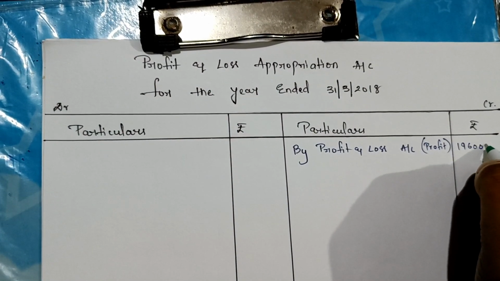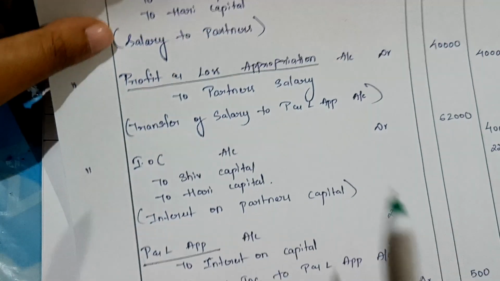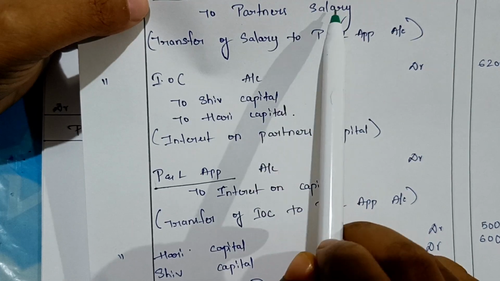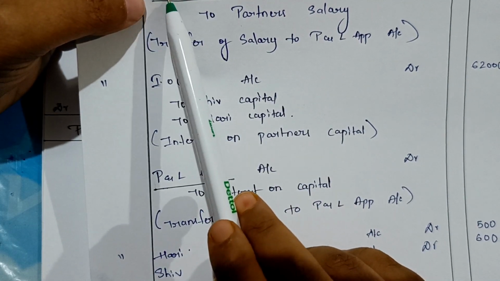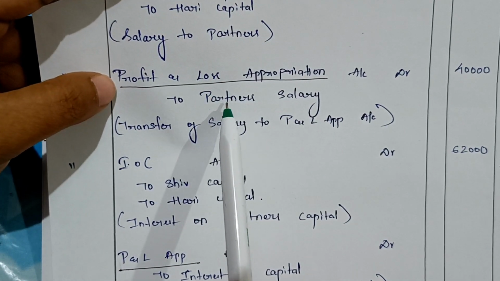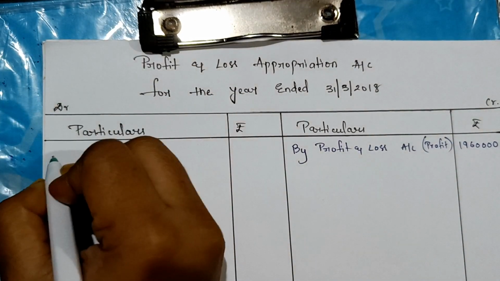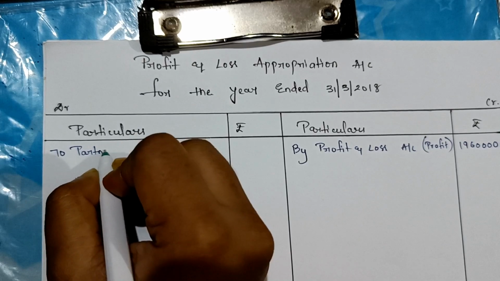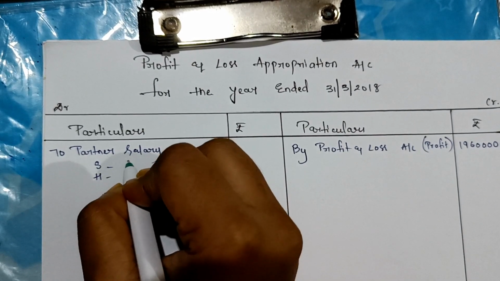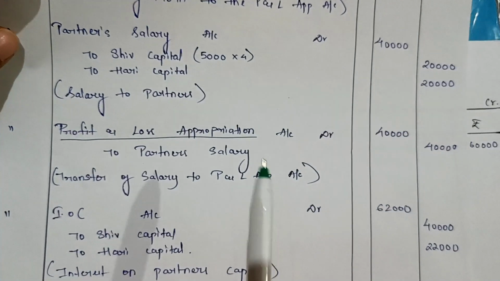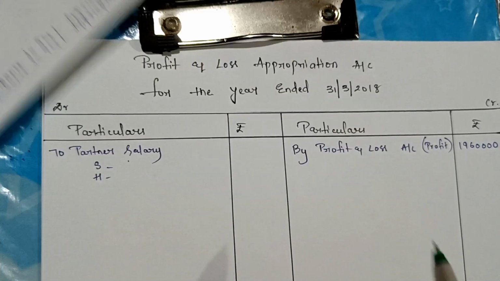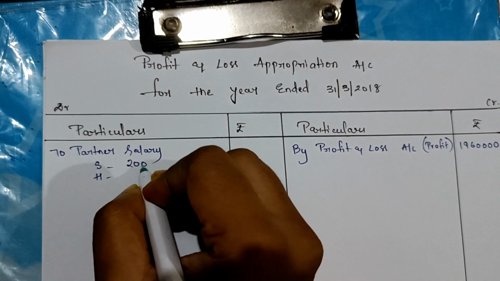The amount was 1,60,000. Next, we will see in the third entry we have written profit and loss appropriation account debit to partner salary. Here on the By side we have written profit and loss appropriation account, so we are going to post it to the To side. So here, To partner salary. Two partners, Shiv and Hari. Let's see the division. Salary of both has got 20,000.